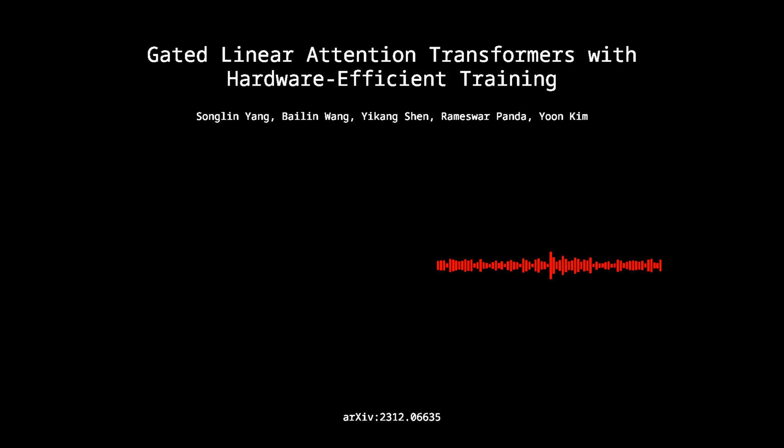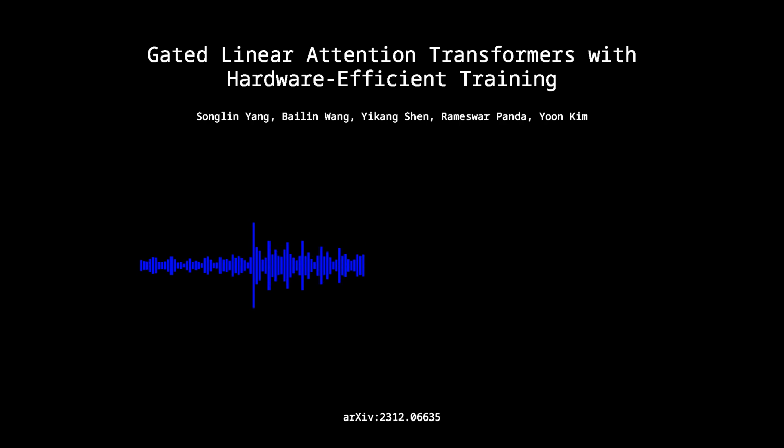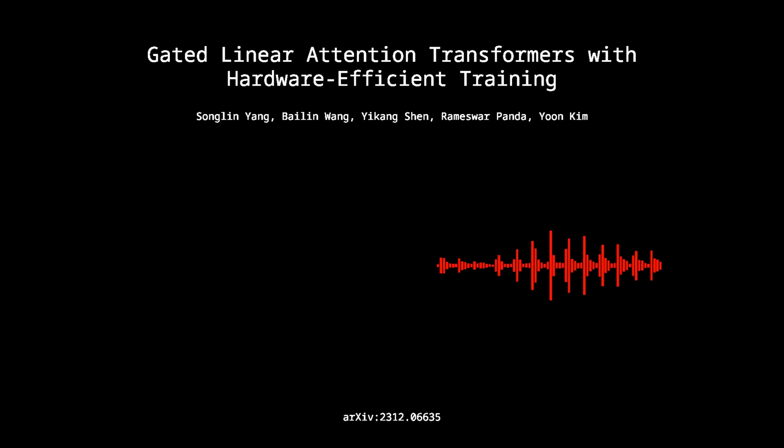Let's get to the results then. All this work, this convergence of I/O awareness and architectural expressivity, it has to pay off somewhere. It does. On standard language modeling, GLA Transformer is competitive with the Transformer plus plus baseline and the other linear models. But it really shines on recall-intensive tasks. Which confirms the data-dependent gating is actually working.